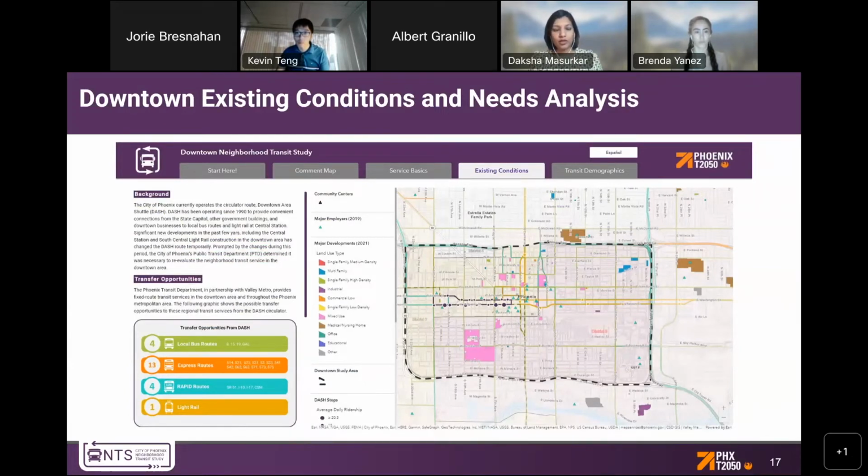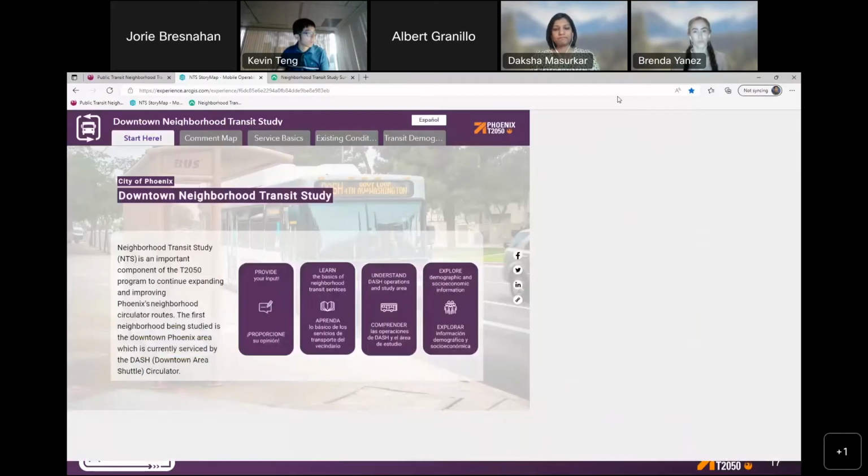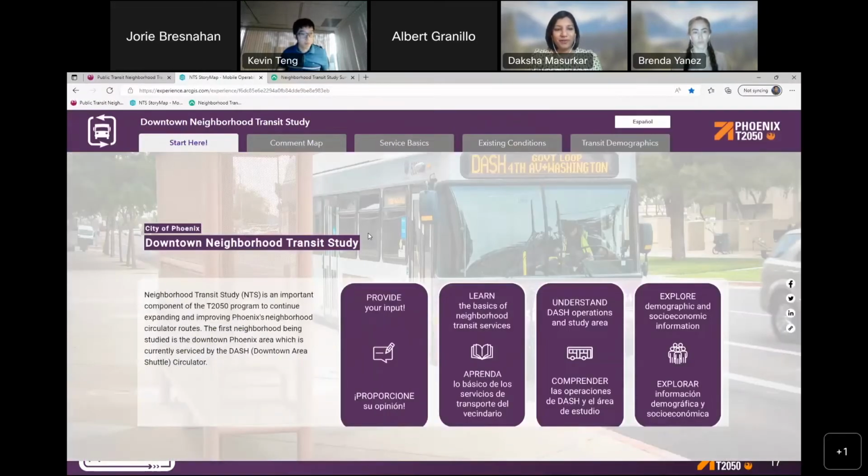So Kevin, why don't you bring up that story map? Just to inform everyone, the link for the story map is available on the web page for the neighborhood transit study. This is an interactive web page where we inform what the service basics are, and we did go through those service basics in the previous slide. We inform what the existing conditions are and what the transit demographics are. Plus, this website also holds a comment map where you can go in and click on a specific point.